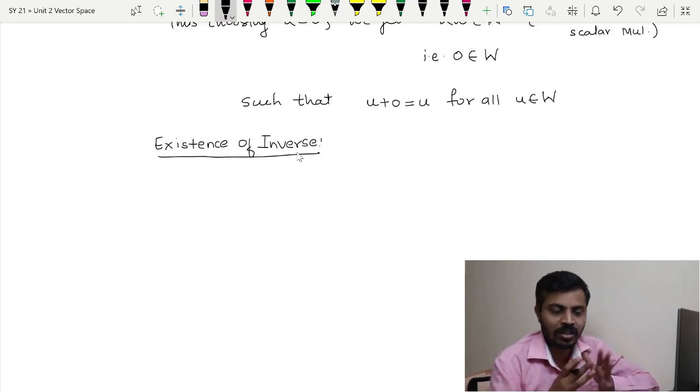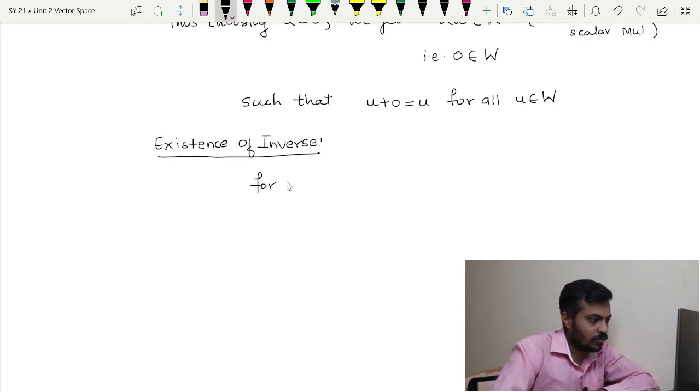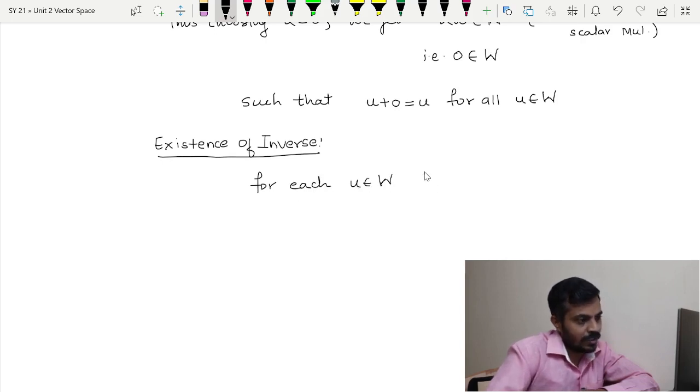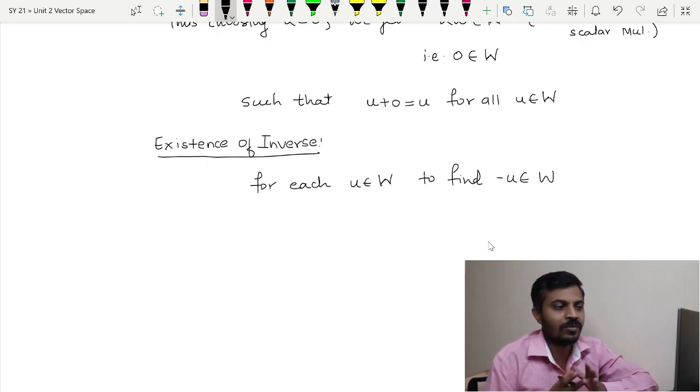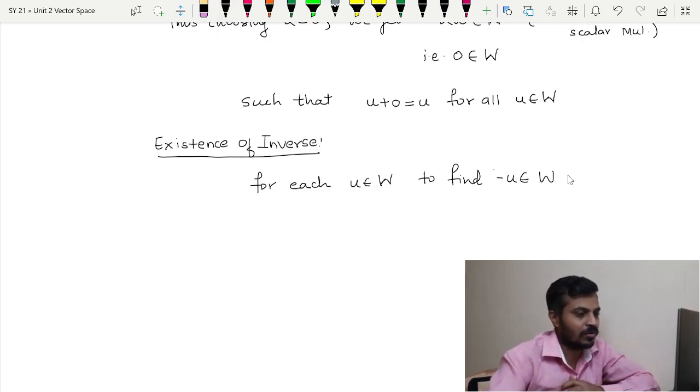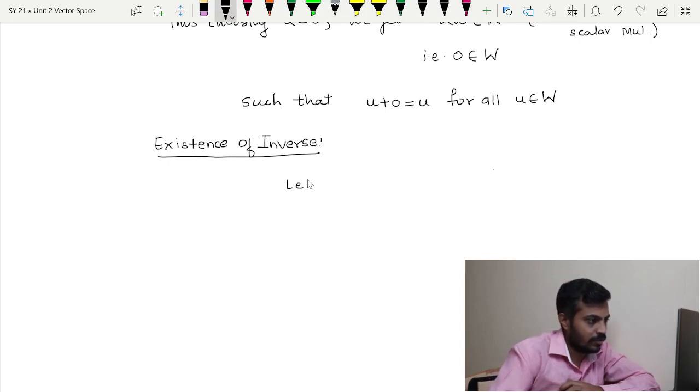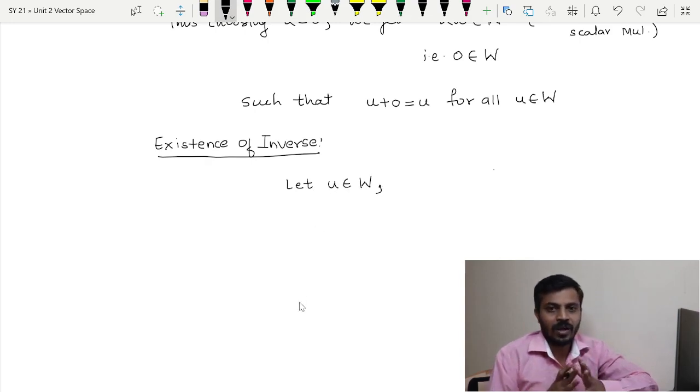But over here we are talking about w. So, actually what we have to do, for each u belonging to w, we have to find minus u belonging to w such that u plus minus u should be equal to 0. So, let me start with an arbitrary element of w in order to do so. I will say, let u belong to w be an arbitrary element. Now, we have to show that minus u is also there in w.